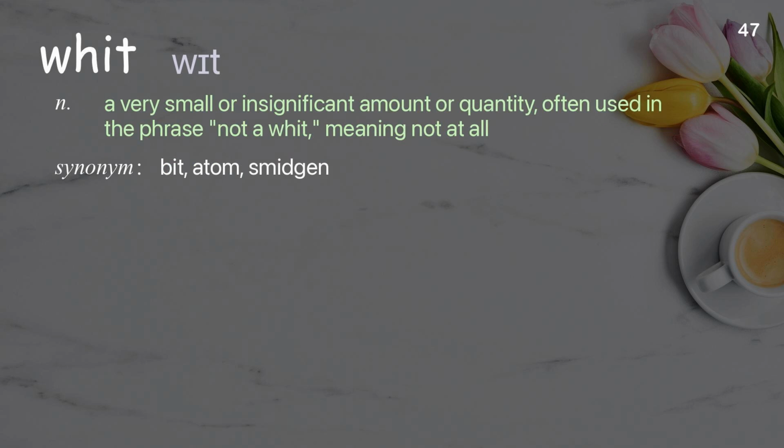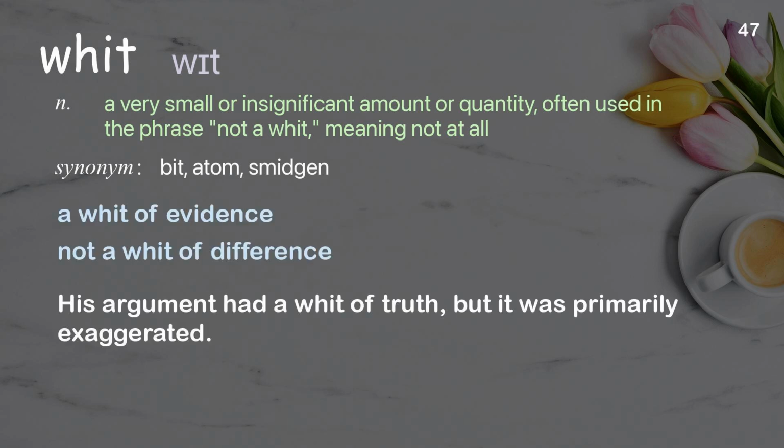Wit. A very small or insignificant amount or quantity, often used in the phrase not a whit, meaning not at all. Examples. A whit of evidence. Not a whit of difference. His argument had a whit of truth, but it was primarily exaggerated.